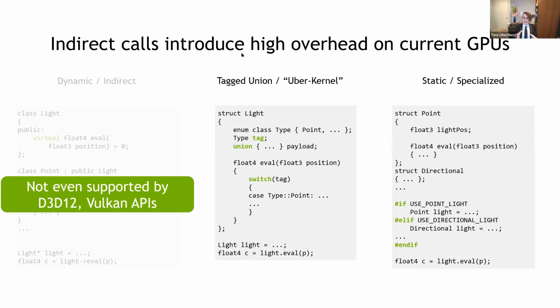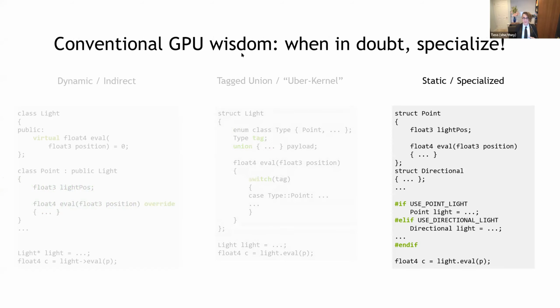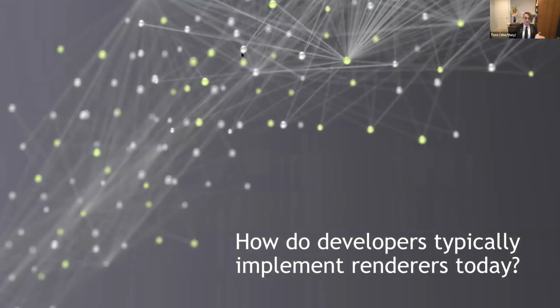Sometimes they write this tagged union uber kernel approach, but the conventional performance wisdom that people have shared in the real-time graphics community and in the GPU community is that when in doubt, specialize your code completely. That way you're sure you're never paying for code paths you didn't mean to include. So this has significant consequences for how people architect their software. And so that's what we want to talk about next.